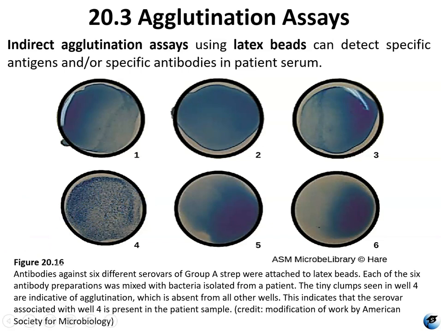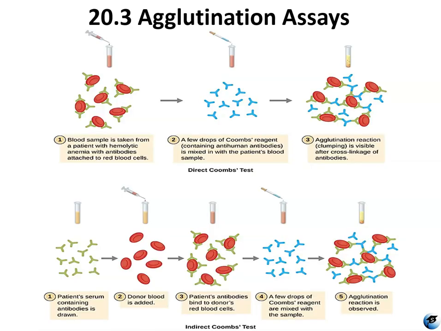That is indirect agglutination. This here is a nice schematic of agglutination assays and its stepwise procedure. So first you have a blood sample that's taken from a patient that has hemolytic anemia and antibodies attached to their red blood cells. You add to that the Coombs reagent.